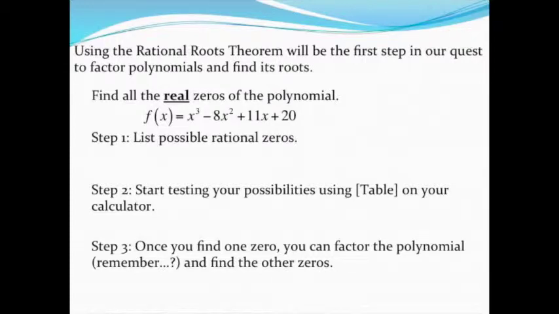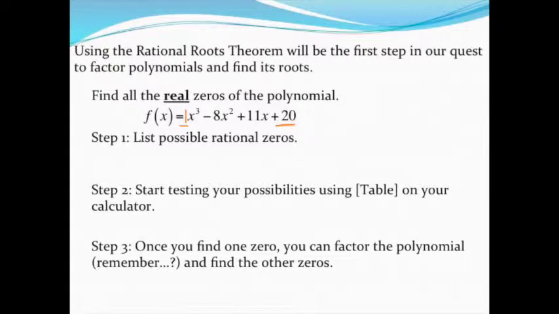So what we're going to need to do is first make a list of possibilities and then test them using either synthetic division, or what's going to be quicker for us, the table on our calculator to find the zeros. So step one is let's make a list of our possibilities. Recall that to make the list of your possibilities, you need to take the factors of your constant term and divide it by the factors of your leading coefficient.